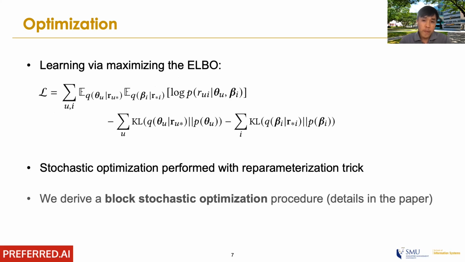And for this BiVAE model, there's a tricky part: the user and item we optimize both simultaneously, and we derive a block stochastic optimization procedure. More details we provide in the paper, so please check it out to get a better understanding of how we actually perform optimization for the BiVAE model.